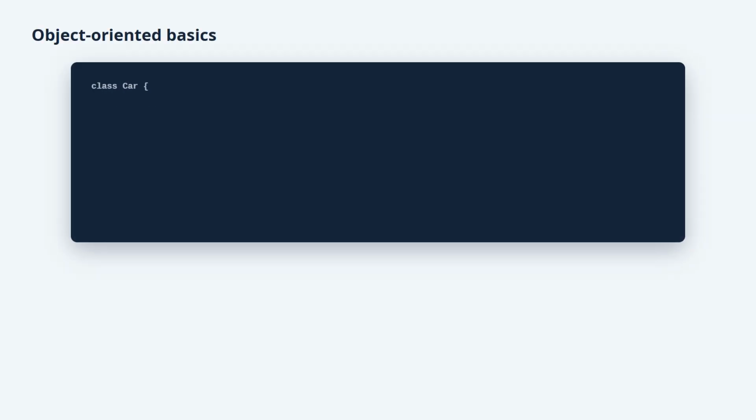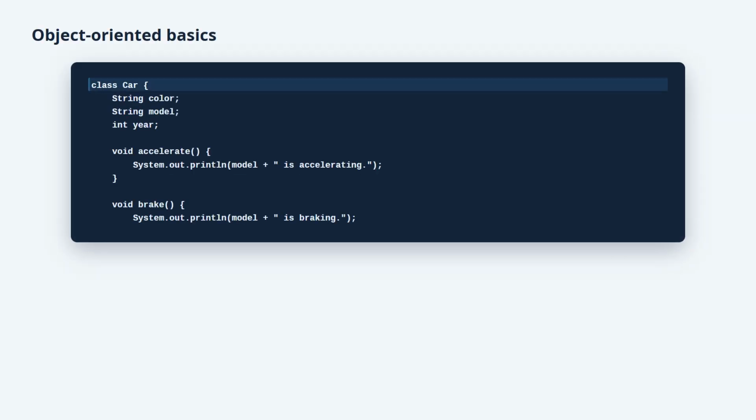In this section, we're diving into the core concepts of object-oriented programming, or OOP, which is fundamental to Java. First up, let's talk about objects. In Java, everything revolves around objects. An object is an instance of a class, which you can think of as a blueprint. For example, if you have a class called Car, each specific car, like a red Honda or a blue Ford, is an object created from that class. Now, each object has properties, also known as attributes, which describe its characteristics. For the Car class, these could include color, model, and year.